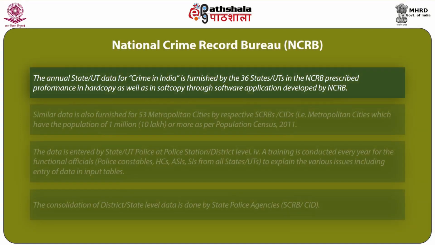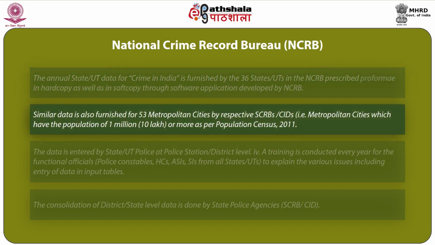The annual state and union territory data for crime in India is furnished by the 36 states and union territories in the NCRB prescribed proforma in hard copy as well as in soft copy through software applications developed by NCRB. Similar data is also furnished for 53 metropolitan cities by respective SCRBs and CIDs, that is metropolitan cities which have a population of 1 million, which is 10 lakh or more, as per population census of 2011. However, data pertaining to only 19 metropolitan cities which have crossed the population of 2 million, which is 20 lakhs, is being published.